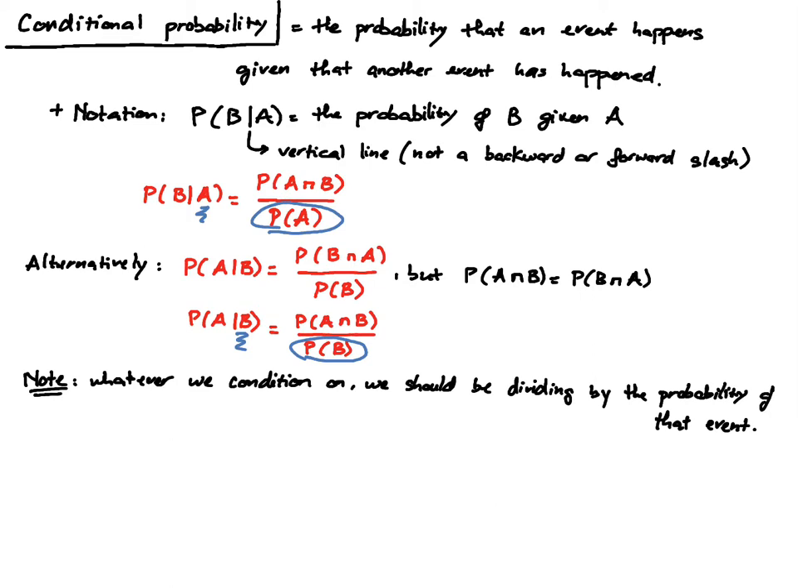The numerators are the probability of the intersection of A and B. So in this video, I defined the notion of conditional probability, and I gave you the main formula to find the probability of B given A, and the formula to find the probability of A given B. What you should take away from this discussion is that whatever we are conditioning on, we should be dividing by the probability of that event.